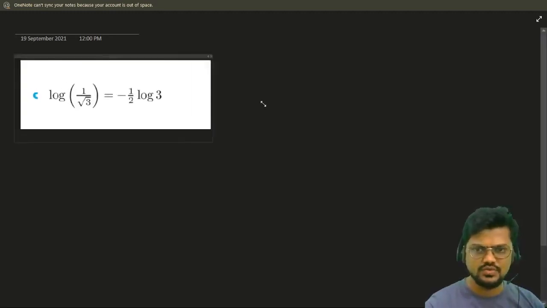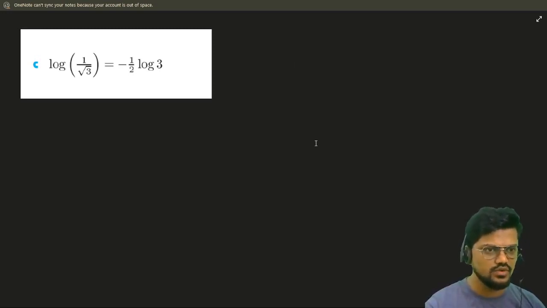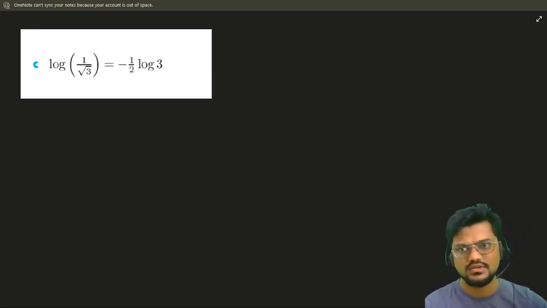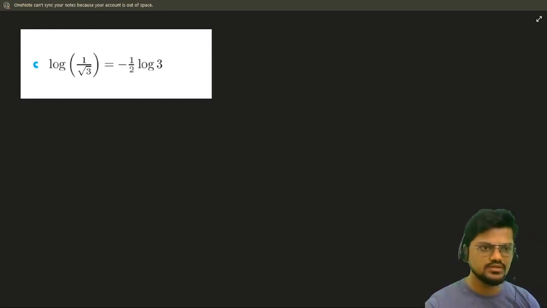Suppose it is asked to prove this. Now the LHS and RHS both are equal. You can solve this, this is easy for you, or you want me to solve this? I just want to know from what level I need to start.